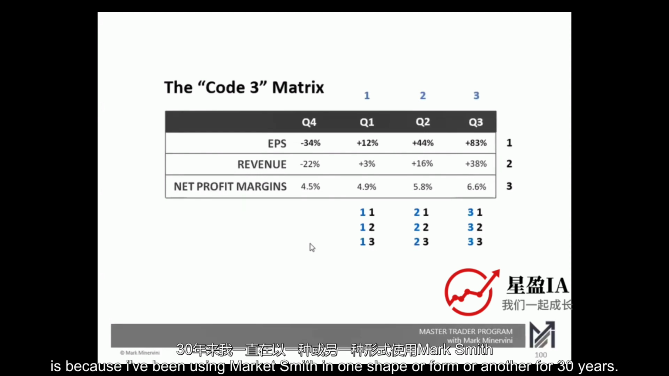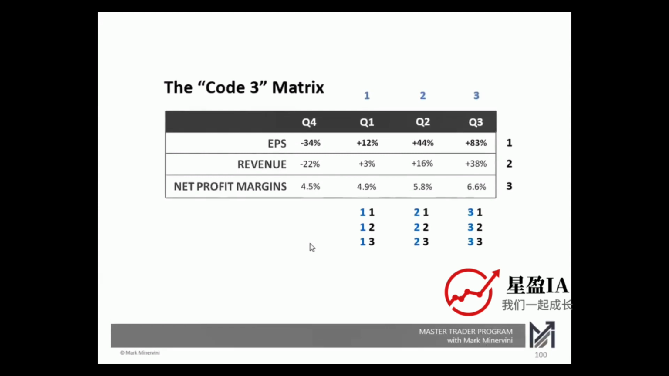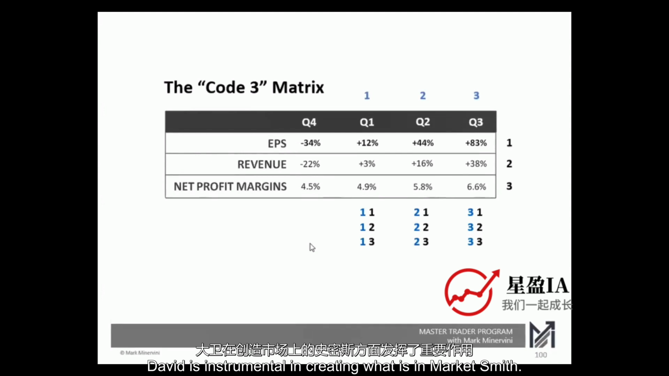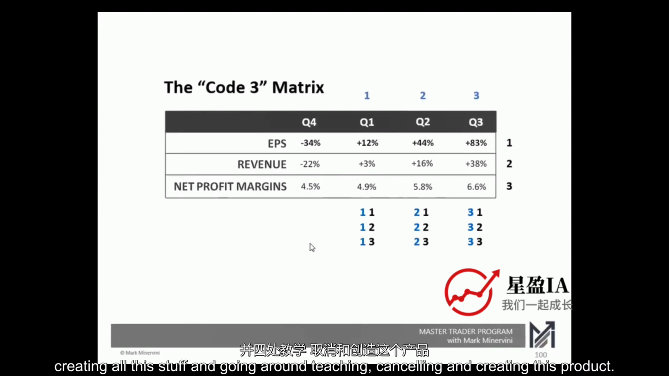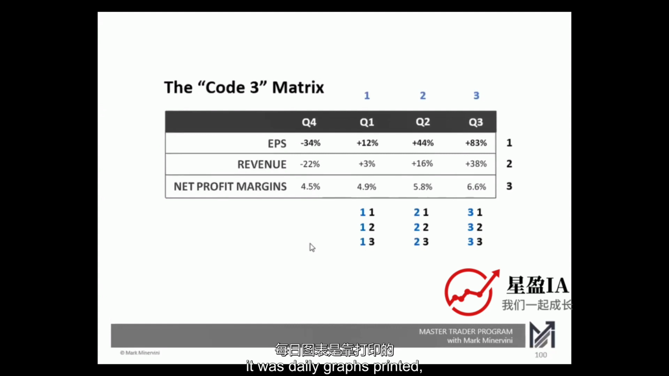The reason why is because I've been using MarketSmith in one shape or form or another for 30 years. David is instrumental in creating what is in MarketSmith. He was at O'Neill and Company 3 decades ago, creating all this stuff, going around teaching CANSLIM, and creating this product before it was even MarketSmith. It was Daily Graphs printed, and then Daily Graphs online, and then it went to MarketSmith. As a matter of fact, where are my books here? I have the books, Dave. I'll show them later on. Original Daily Graphs. You must have some laying around too, right?